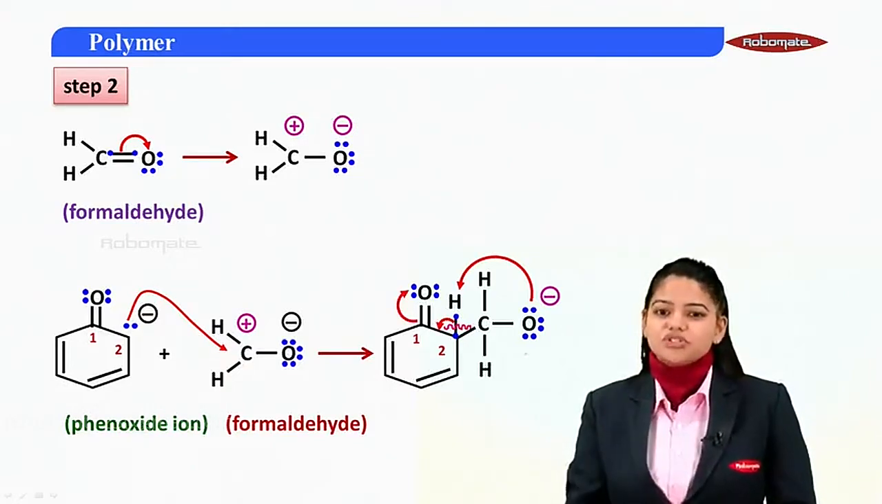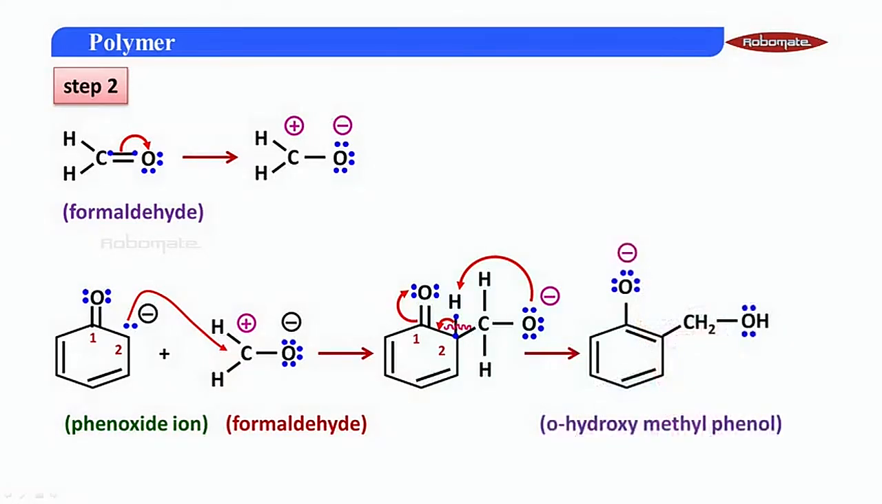This undergoes tautomerism to give us a structure, that is orthohydroxymethylphenol. We get orthohydroxymethylphenol. So here we understood the base catalyzed reaction.